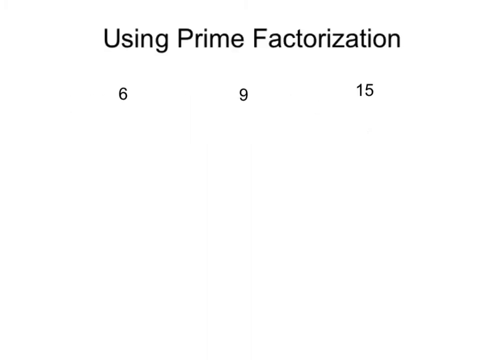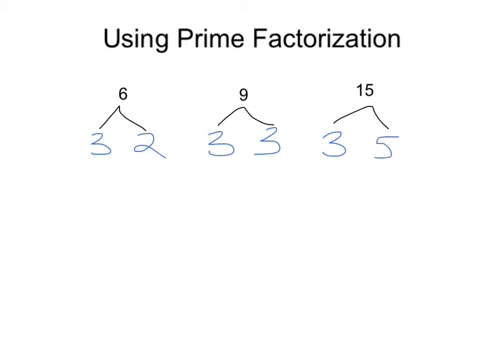You can also use prime factorization to find the least common multiple. So we're going to factor down our numbers until they're down to primes. So 6 we know can be split into 3 and 2, which are both prime. 9 can be split into 3 and 3, which are both prime. And 15 can be split into 3 and 5, that are both prime.